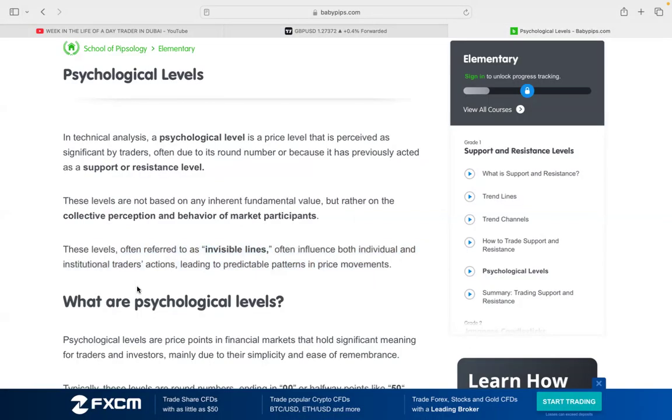You get what I'm saying? So now they are the institutional traders, leading to predictable patterns in price action. So that's where we are expected to put our levels, because price tends to respect them very well.